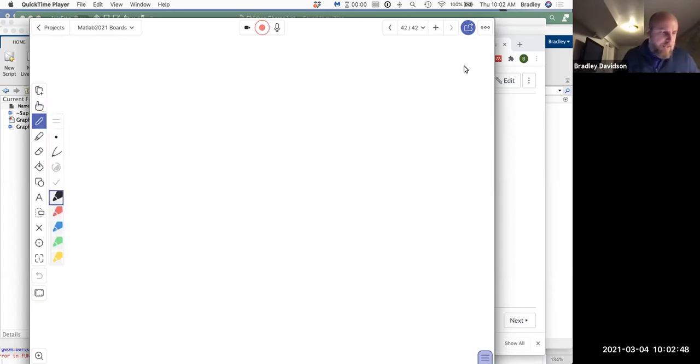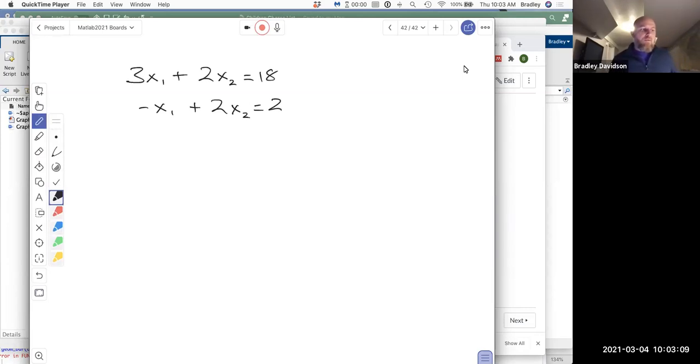So what I want to do is let's take this system that's 3x1 plus 2x2 is equal to 18, and then negative x1 plus 2x2 is equal to 2. All right, so to solve this graphically, we would want to plot this on an x1 versus x2, and then just find the point at which they intersect.